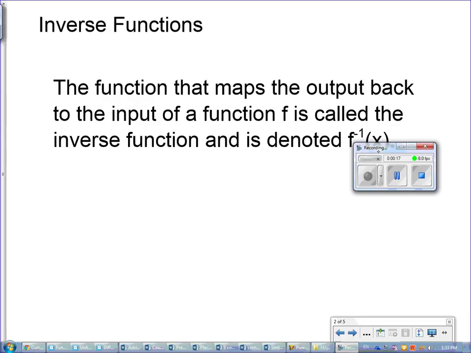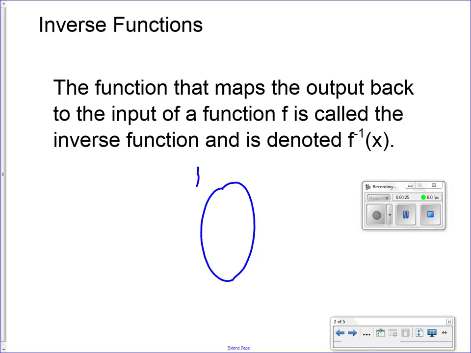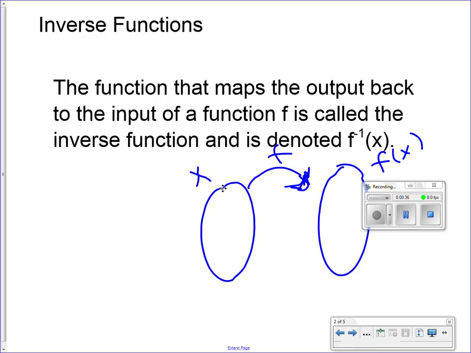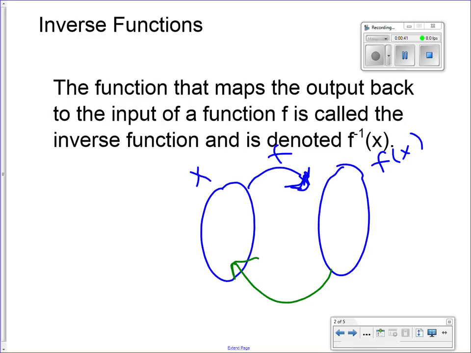So an inverse function is a function that maps the output back into the input. If you think about a mapping, here's all of your inputs, and then your f function maps them to all the outputs. An inverse goes the other direction. So an inverse takes the outputs and maps them back to the inputs. That green arrow is representing the inverse, and its notation is like this. That's read f inverse of x, and that -1 is like in the spot where an exponent would go.